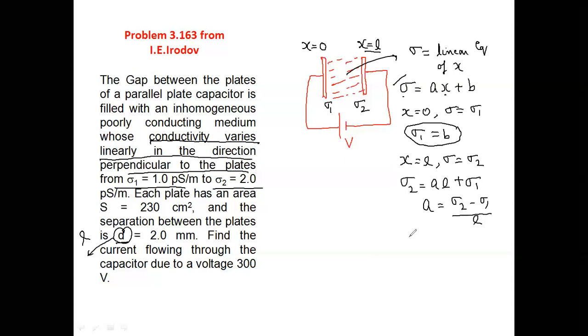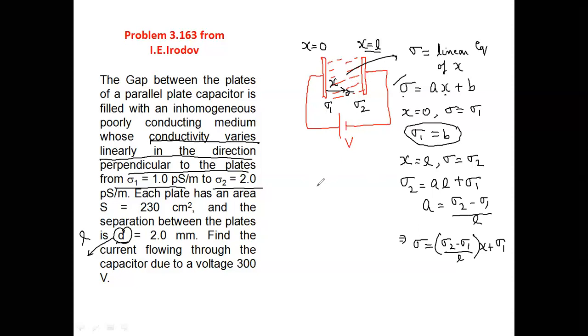So now a and b are obtained, and therefore conductivity sigma can now be written as (sigma 2 minus sigma 1) divided by L, times x, plus b, which is sigma 1. In this way you can find the expression of conductivity in terms of position from the left side plate. If we move x distance from the left plate, you can find the conductivity at this point. So this way you have obtained conductivity as a function of distance from the plate.